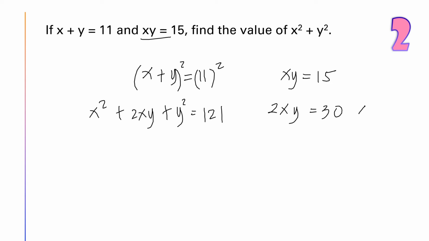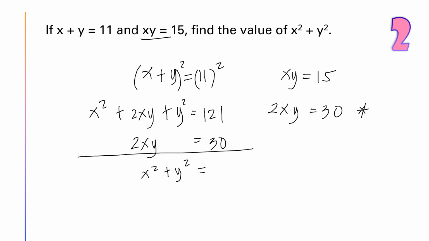And then we will subtract the result from the first equation. That will be minus 2xy equals 30. Subtracting term-wise, we will get x squared plus y squared equals 121 minus 30, that is 91.